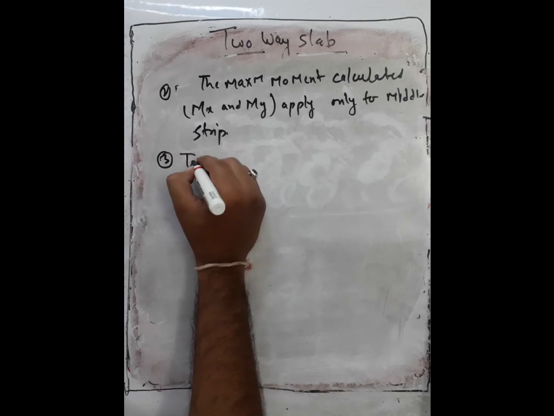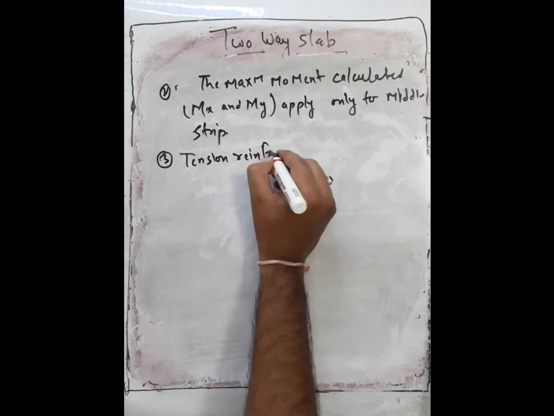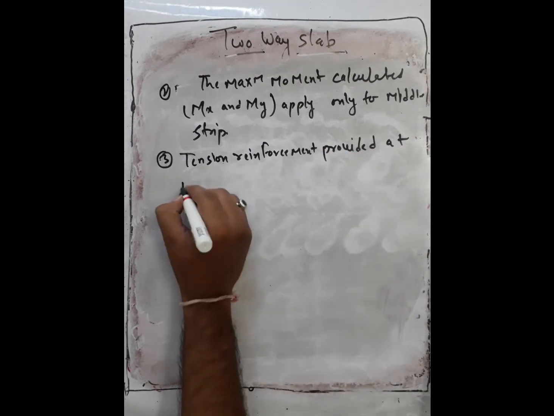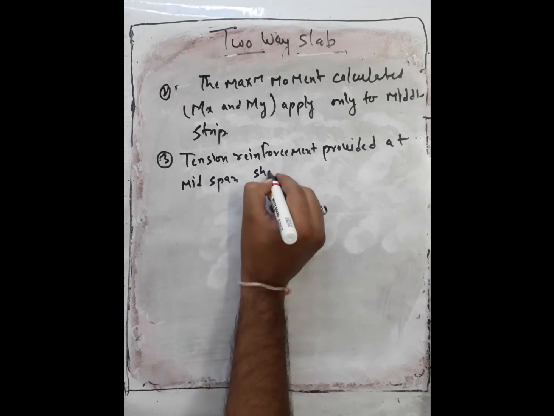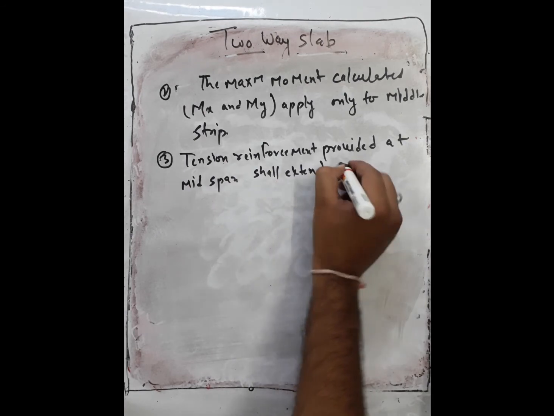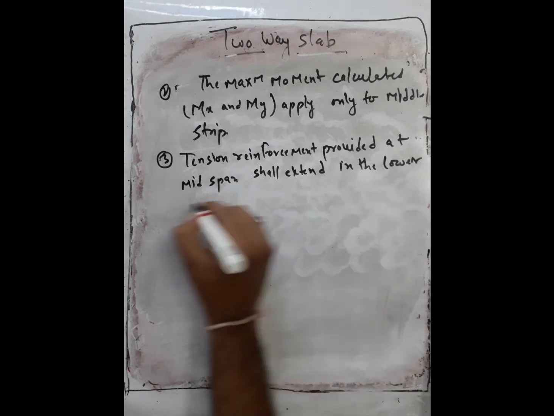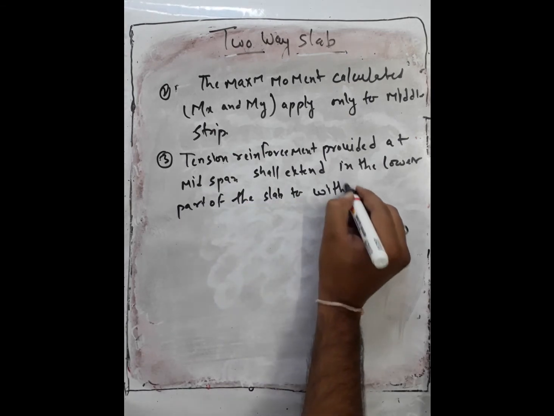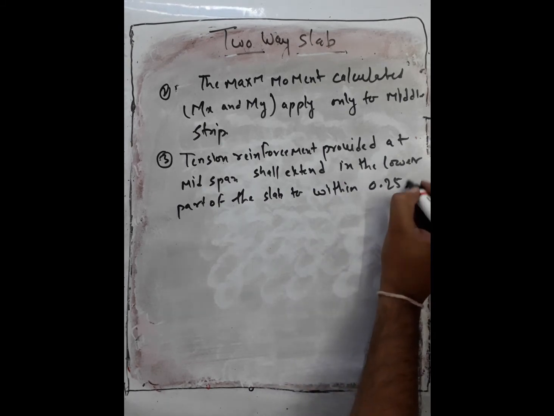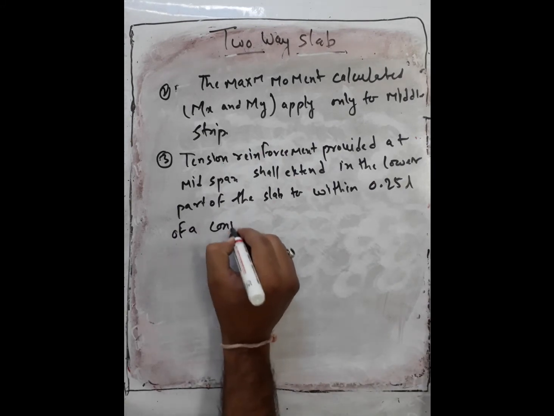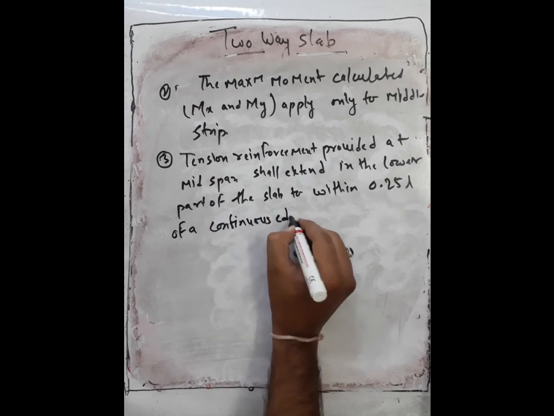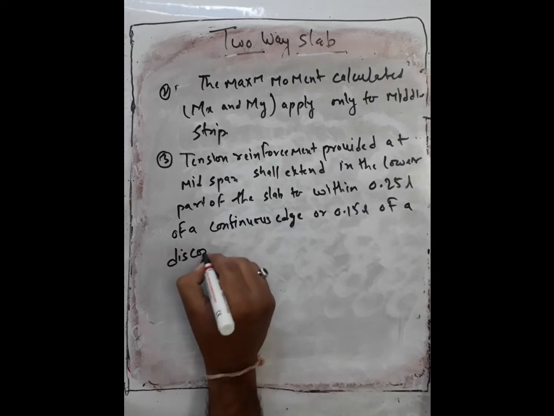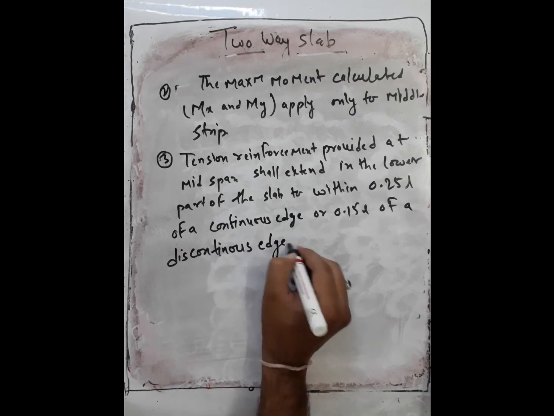Third provision we have given: tension reinforcement provided at mid-span shall extend in the lower part of the slab to within 0.25 L of a continuous edge or 0.15 L of a discontinuous edge.